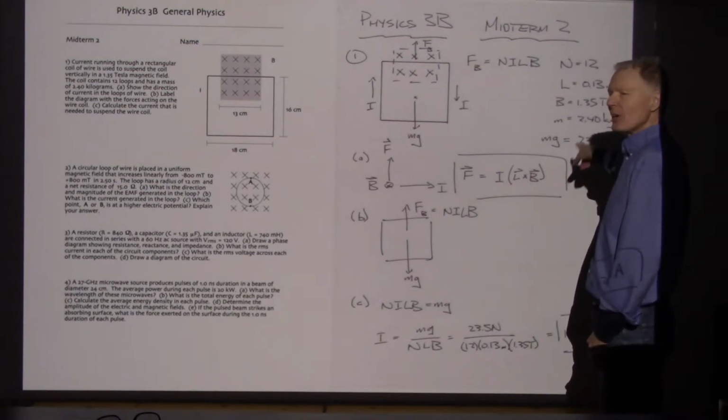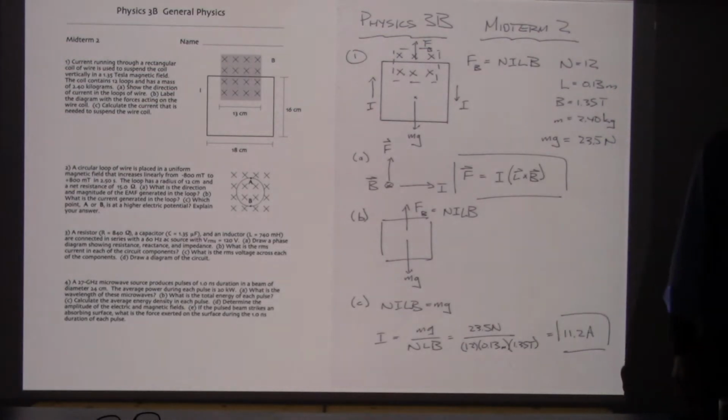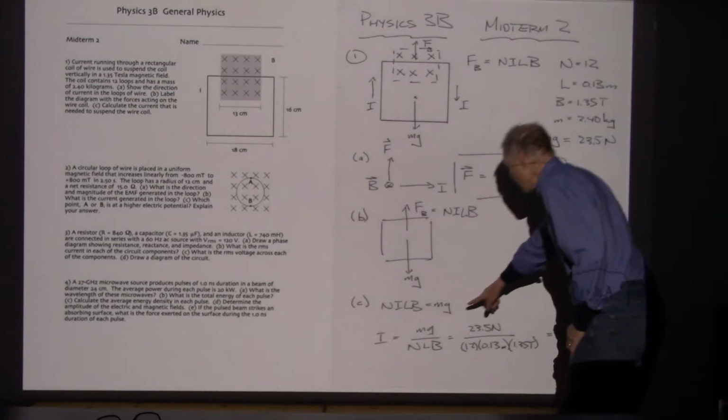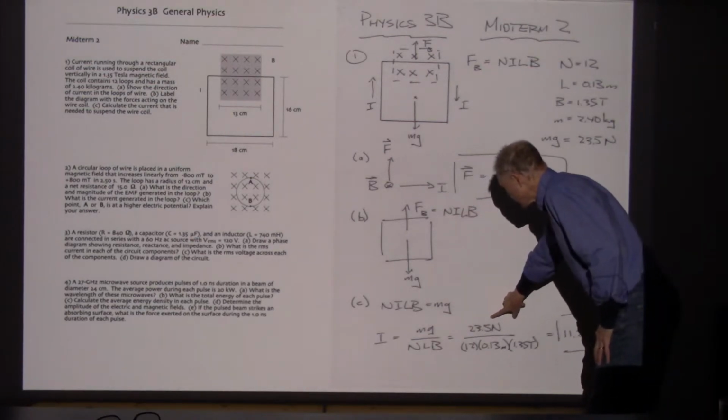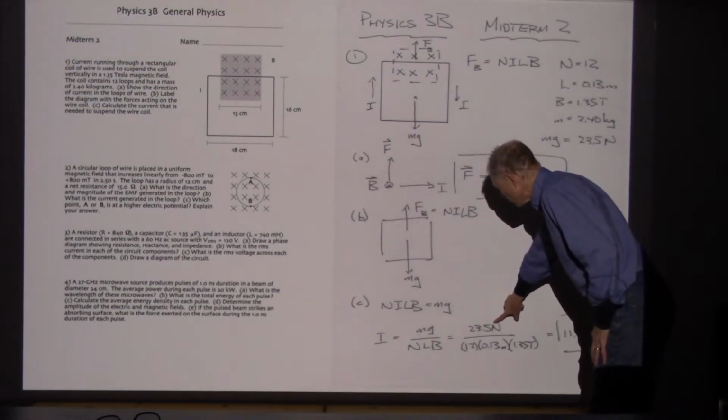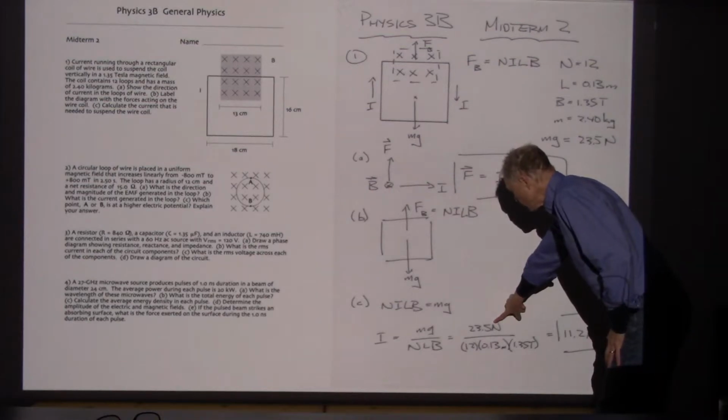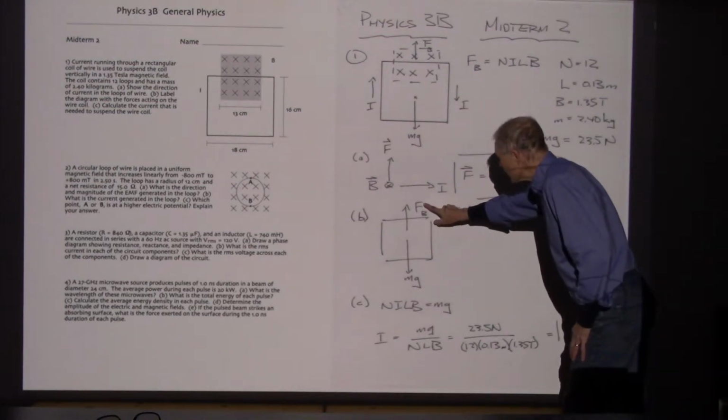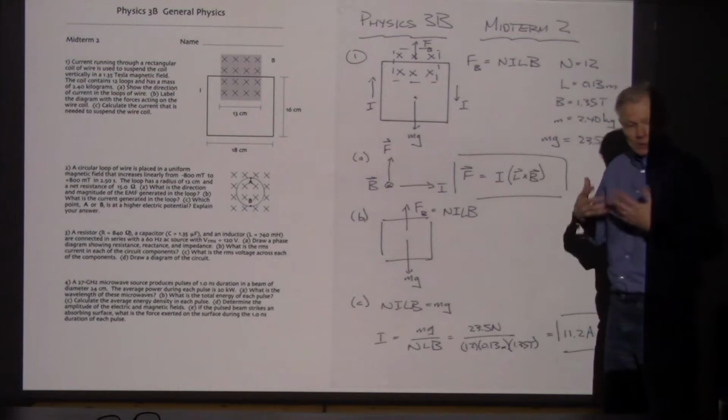Okay, so that's a fairly heavy set of wires. I would not have expected it to be that heavy, but it is. It's 2.4 kilograms, and multiplying that by g gives us a downward gravitational force of 23.5 newtons. That means that the magnetic force needs to match that.